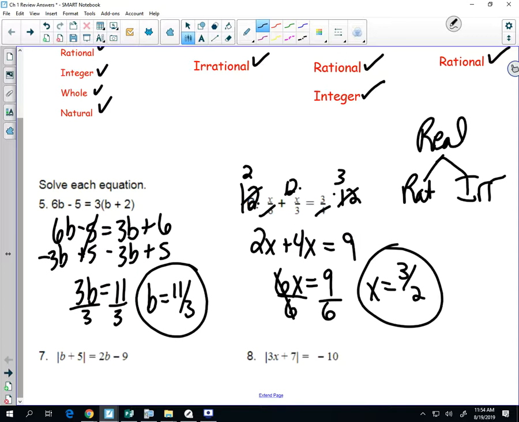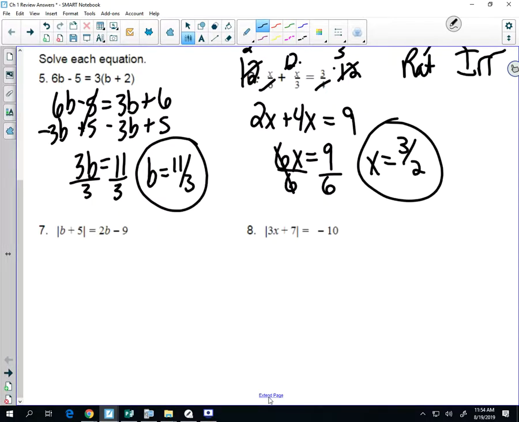Now, the next ones are absolute value. And so the big thing on the test is I just want to know, do you know how to set up these problems and solve them? So absolute value, remember there's two options. One option is that you just make sure the absolute value is by itself, and then you set it up and solve it. The other one is you get the absolute value by itself, and then you make the other side negative. So this becomes negative 2b plus 9. You have to change both of them, and then I'm going to solve that.